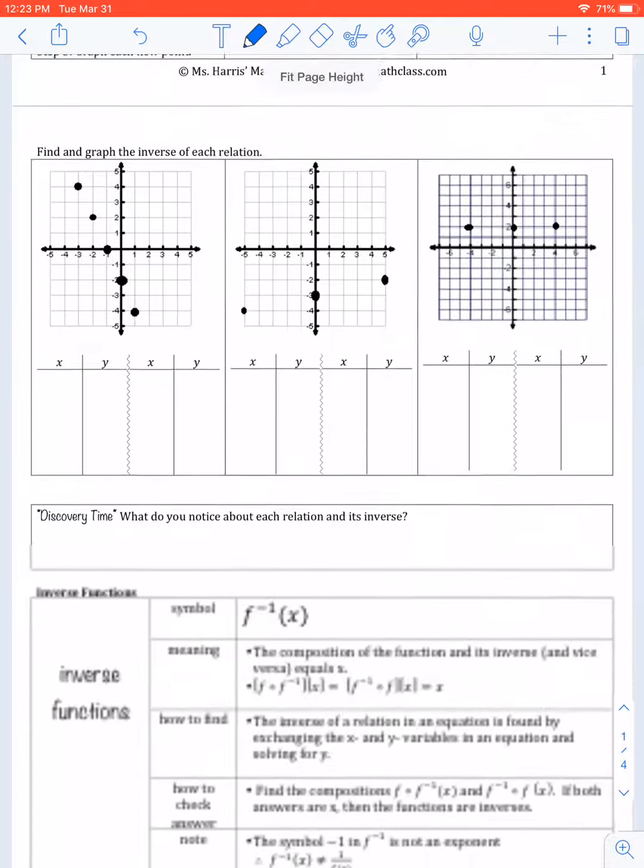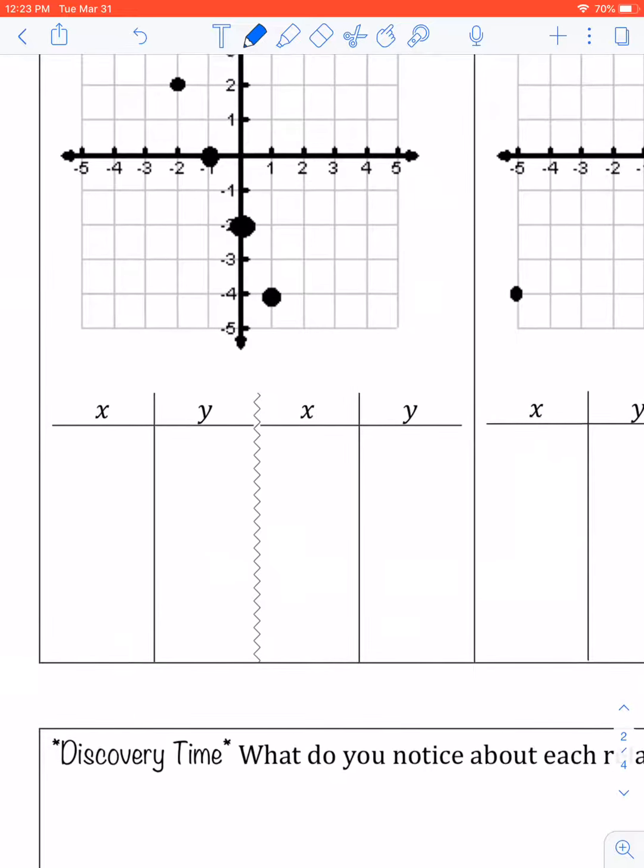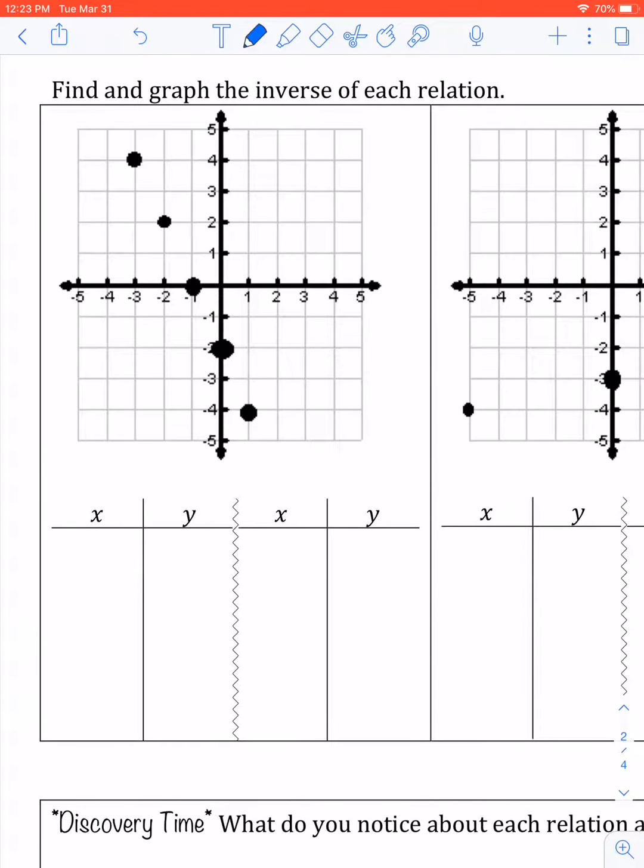Let's do some examples. If you understand what you're doing, then go ahead and stop, do the problems, and then fast forward to see if they're correct.